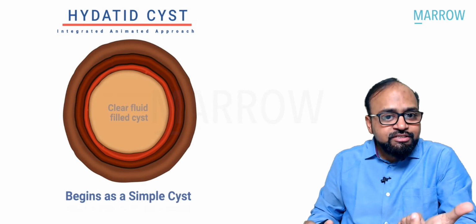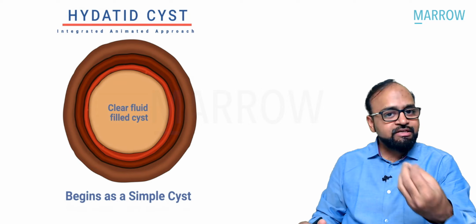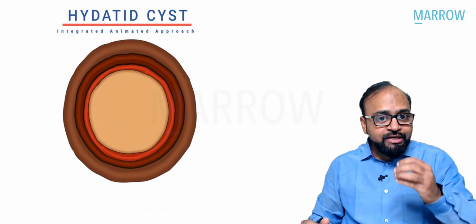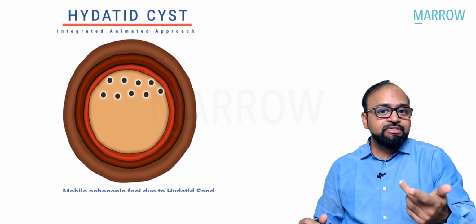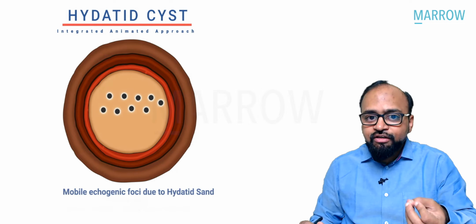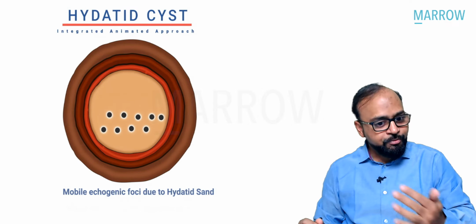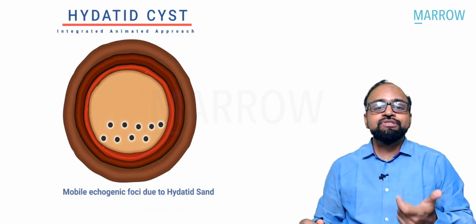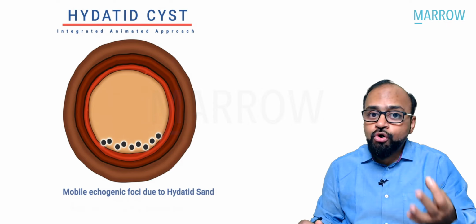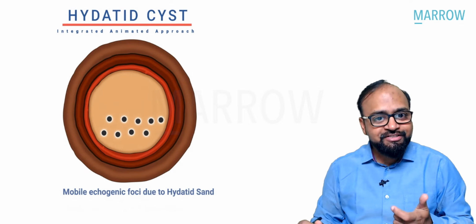Now see, hydatid cyst begins as a simple cyst with clear fluid filled contents. At this time it appears as a simple cyst. It is indistinguishable from any other cyst. Now thick hydatid sand or hydatid debris appears within the cyst. These are mobile echogenic foci. So when the patient changes position, these echogenic foci may fall down to the dependent part. This moving hydatid sand within the cyst looks like a snowstorm. So this has been called the snowstorm sign of hydatid cyst.